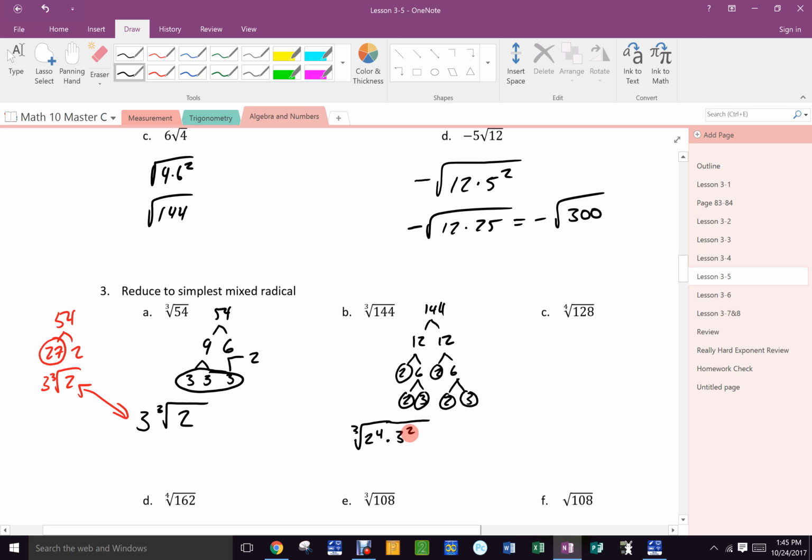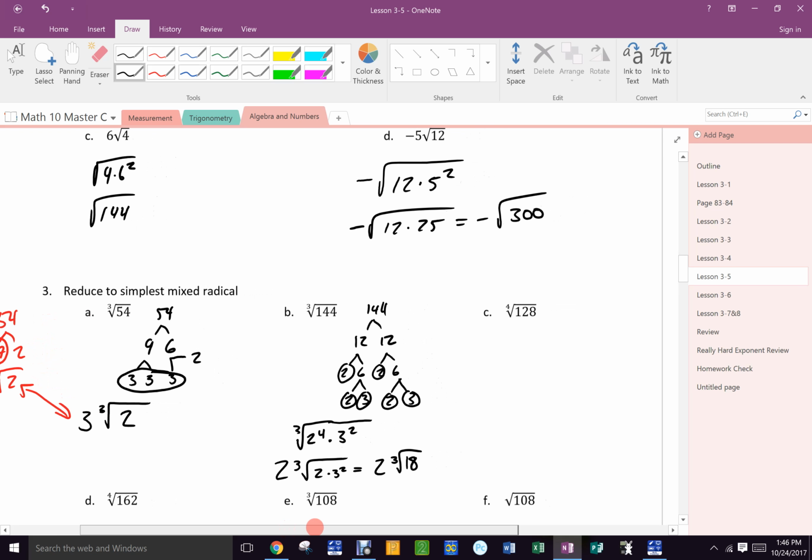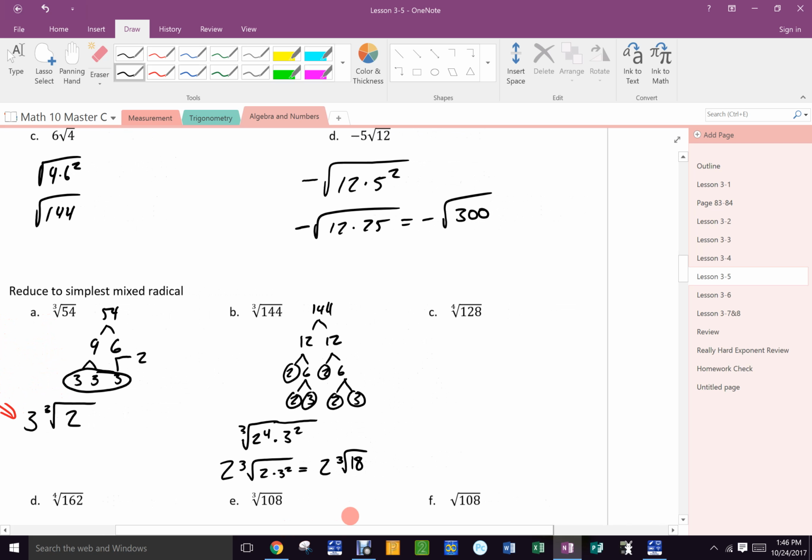Can I get a group of 3 out? Where? I can get out a single 2. How many 2's did I leave under there? 1. How many 3's did I leave under there? 2. So what is 2 times 3 squared? 2 cube root 18. Is everybody cool with that? It's the same thing. We're just adding a bigger group, right? Do our rules change? No. All right. What's weird about C?